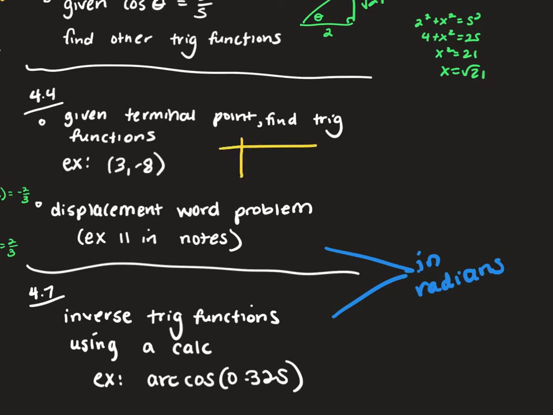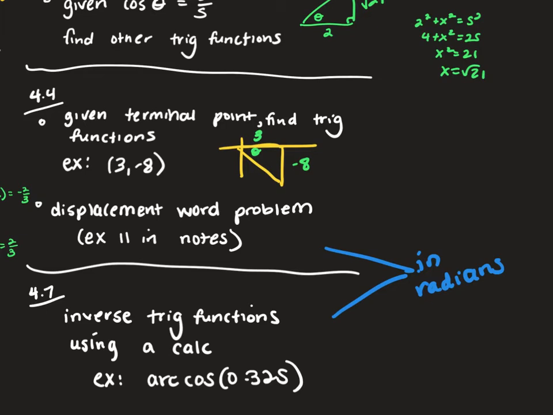If I had 3, -8, I would move to the right 3 and I would move down 8. So I'd get 3, -8. I'd put theta in the corner. I'd use my Pythagorean theorem to find the radius, which is always positive. And then you'd be able to find whatever trig values it's going to ask you for. So just be really careful with your signs on that stuff.